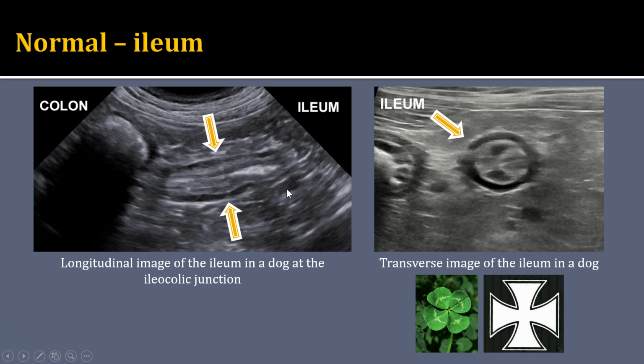So here's a longitudinal image of the ileum in a dog. This is the colon over here. It's in transverse image in the ascending portion with some shadowing from the gas. Here's our longitudinal view of the ileum right down to the ileocolic junction.